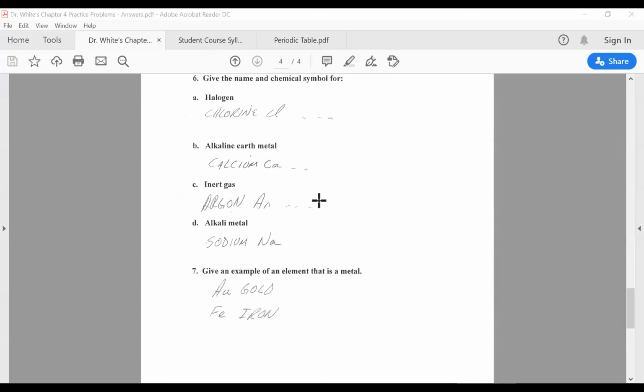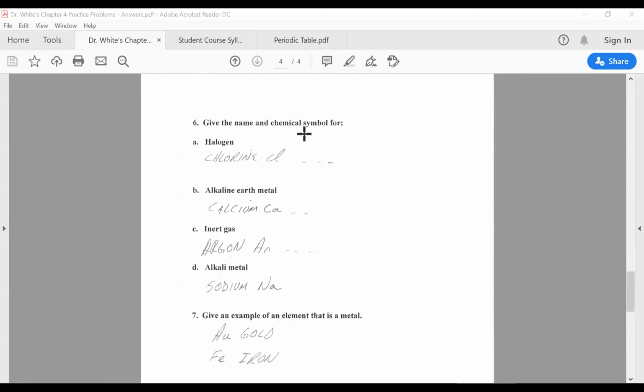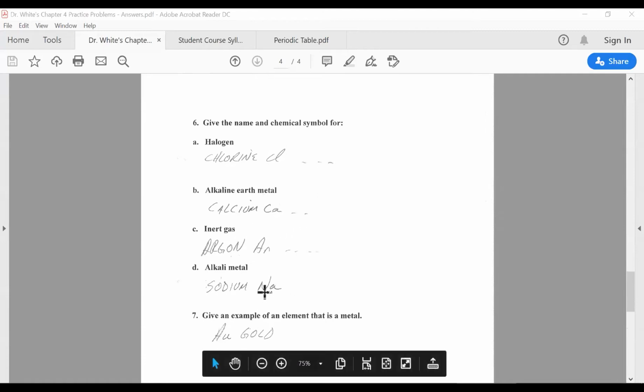All right. The type of question, let's go back to that. Give the name and chemical symbol for each of these. So a halogen would be the second column from the right of the periodic table. Alkali metal would be the first on the left. Inert gas would be all the way to the right. And finally, sodium, which is an alkali metal, all the way.